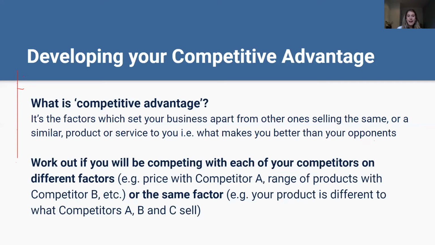And your students may discover when they're reviewing their competitor analysis table that they will be competing with each of their main competitors on different factors. So for example, they could be competing on price with the first competitor and on the range of products with the second competitor. Or it could be one single factor that will make them stand out from all of the competitors they analysed, say for example, because their product or service is completely unique and unlike anything already on the market.